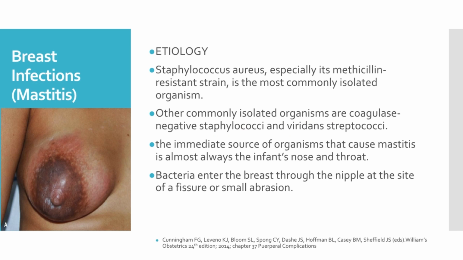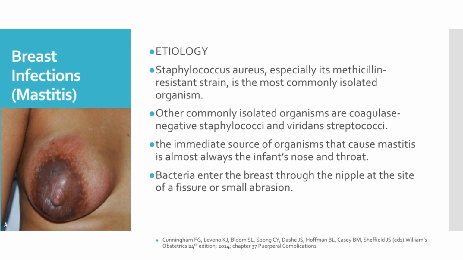So what is the etiology of mastitis? Usually the common pathogens will include Staph aureus, especially its methicillin-resistant strain. Other commonly isolated organisms are coagulase-negative staph and viridans streptococci. The immediate source of the organisms that cause mastitis is usually the infant's nose and throat. So the bacteria enter the breast through the nipple at the site of a fissure or a small abrasion in the nipple.